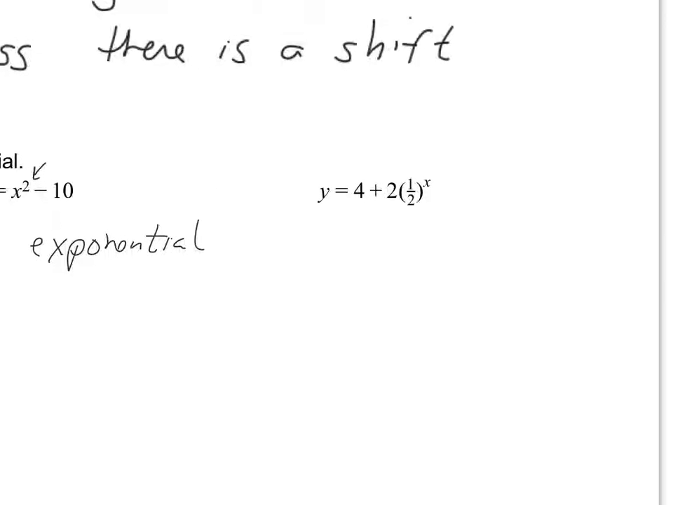The last one we have 4 plus 2 times half x. We got our variable in the exponent, so that's good. So this is exponential. If I want to rearrange it, I could also write it as 2 times half to the x plus 4, to see it in the traditional way where we have the a, b to the x, and then some number added or subtracted to that basic exponential.